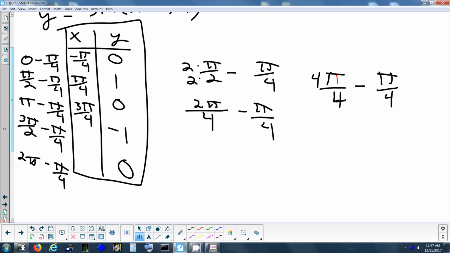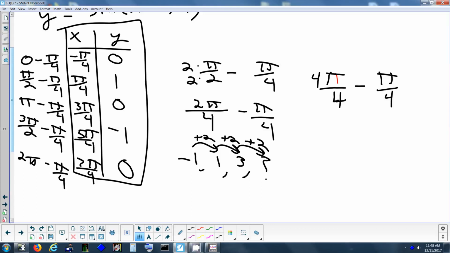Zero. Well, what's the pattern? And it's written out. Negative 1, 1, 3, plus 2, plus 2. Oh, so it would be... my guess, 5 pi over 4. And what about the last one? 7 pi over 4.